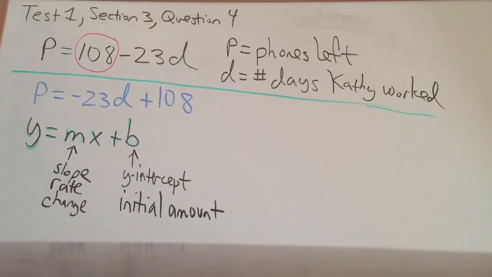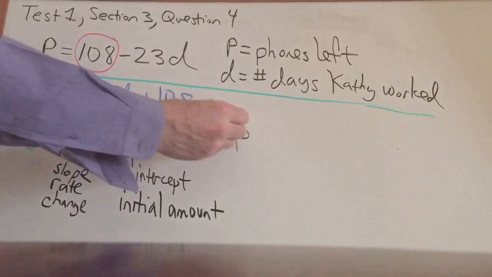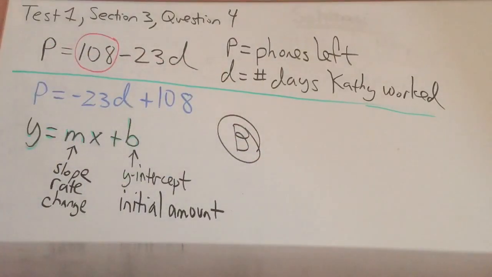I didn't hear anything about an initial amount. B says Kathy starts each week with 108 phones to fix. She starts the week with 108 phones to fix. The answer is, in fact, choice B.